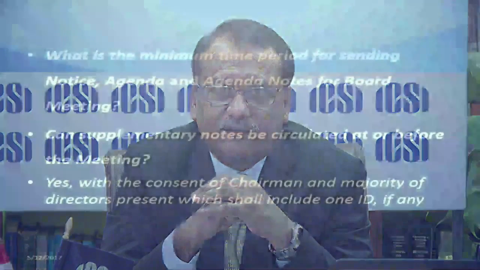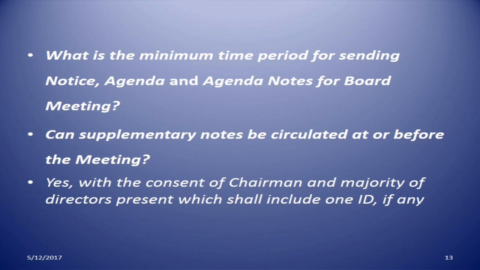The standard says yes, this information can be sent to all the directors, or can even be tabled before the meeting, subject to the consent of the majority of the directors present at the meeting, which shall include one independent director, if any. What is the meaning of the term, one independent director, if any? It means if the company has independent directors, and if any of the independent directors is present, then this majority of the directors present should include that independent director. In that case only can the supplementary information be taken on record at the meeting of the board.